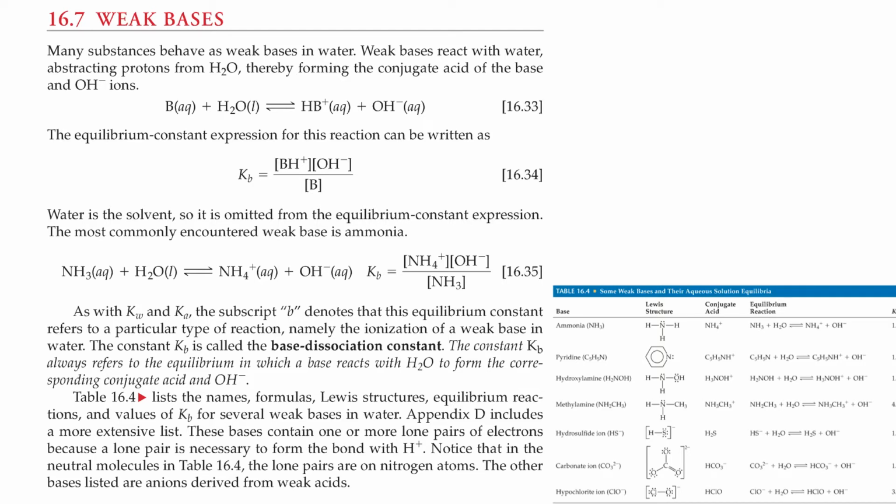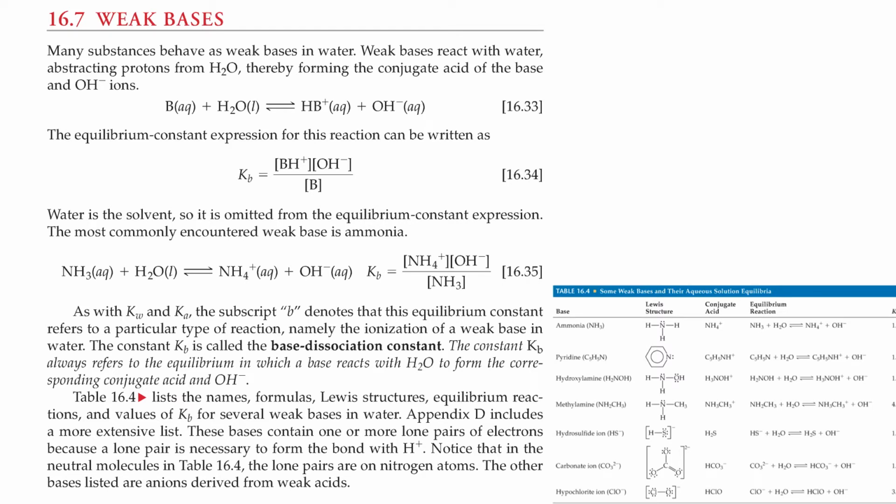As with K sub W and K sub A, the subscript B denotes that the equilibrium constant refers to a particular type of reaction, namely the ionization of a weak base in water. The constant K sub B is called the base dissociation constant. The constant K sub B always refers to the equilibrium at which a base reacts with water to form the corresponding conjugate acid and hydroxide.